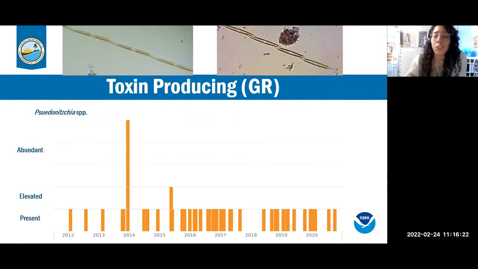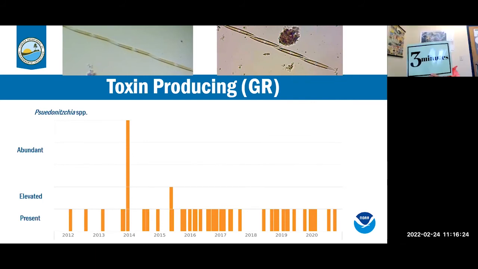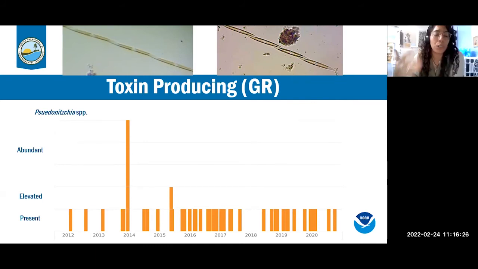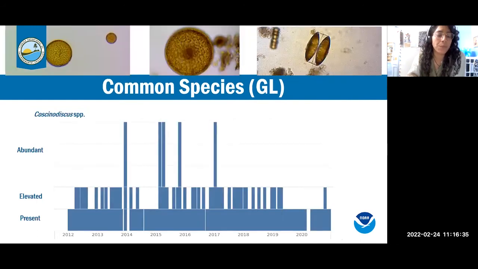But if we had, we would want to then take steps to notify the people who are utilizing the fishery in the area to let them know that this is a potential toxin. So maybe they stop collecting for a while until we see levels go back down.